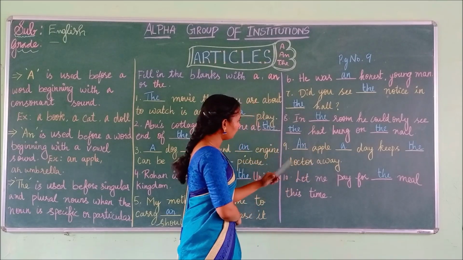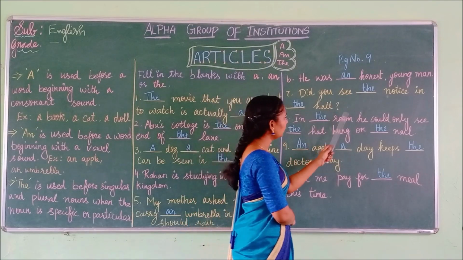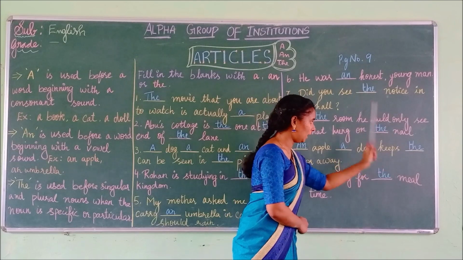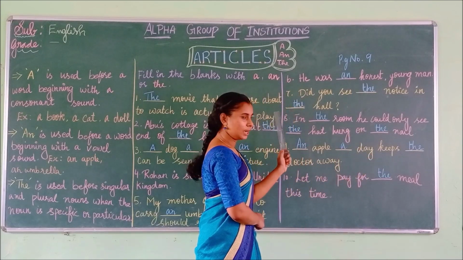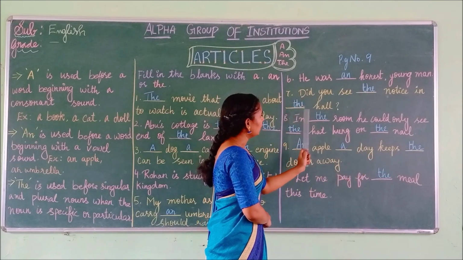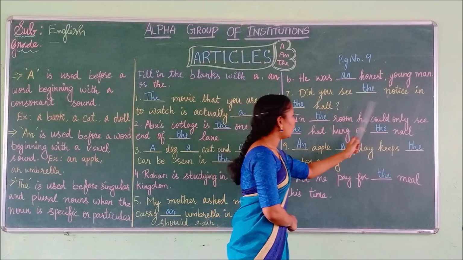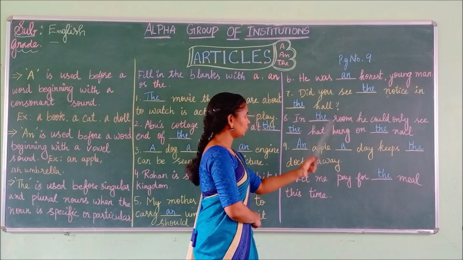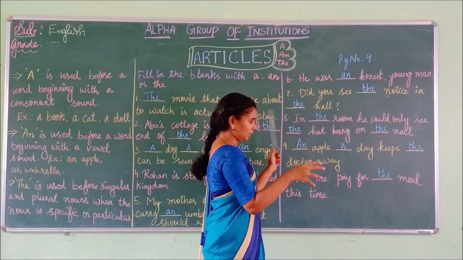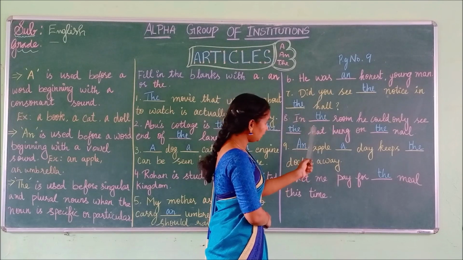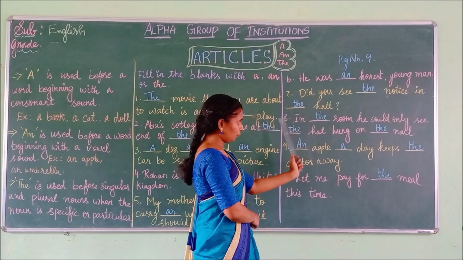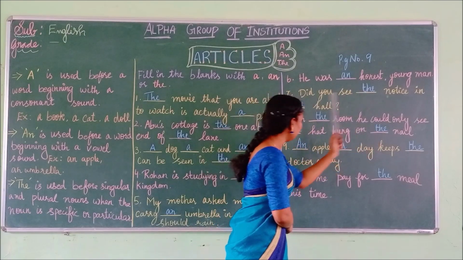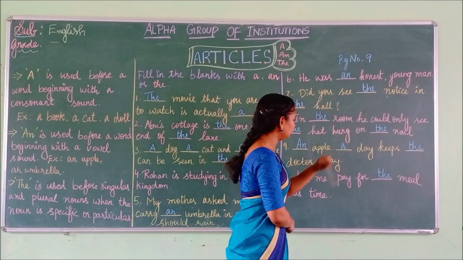Okay. So next we have got, in dash room, he could only see dash hat hung on dash nail. So what's the answer here? The. In the room, he could only see the hat hung on the nail. So here they are also talking about one particular thing, that is the hat which is hung on the nail. So in the room, he could only see the hat hung on the nail.